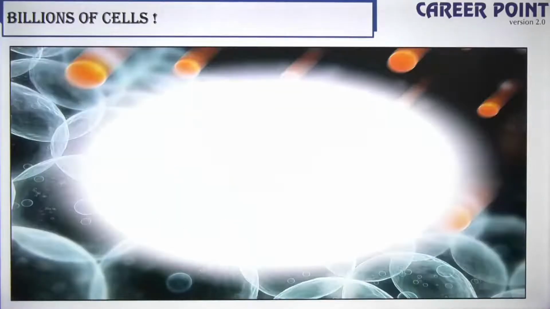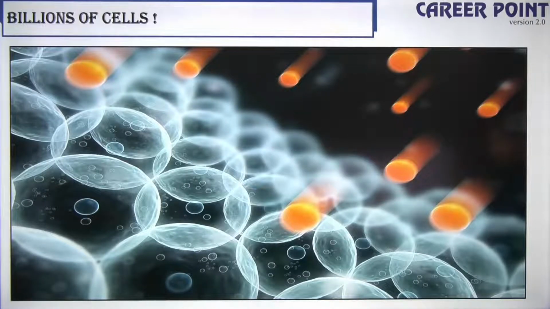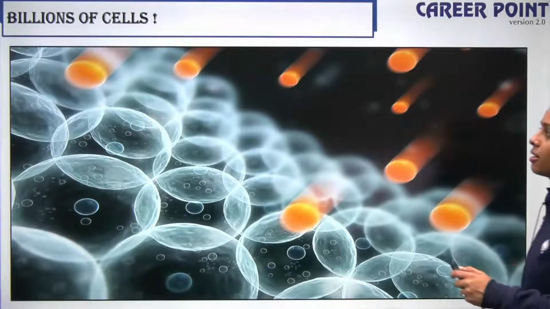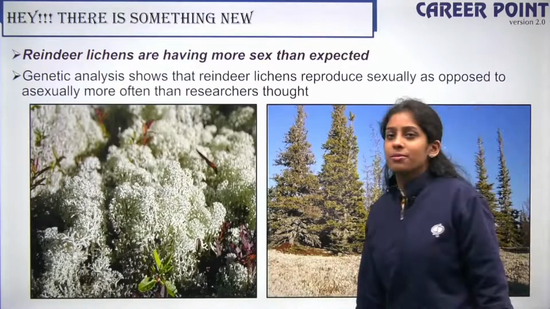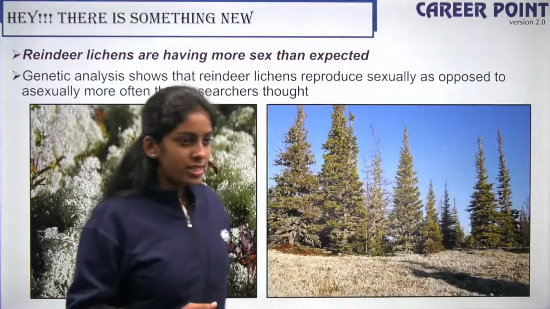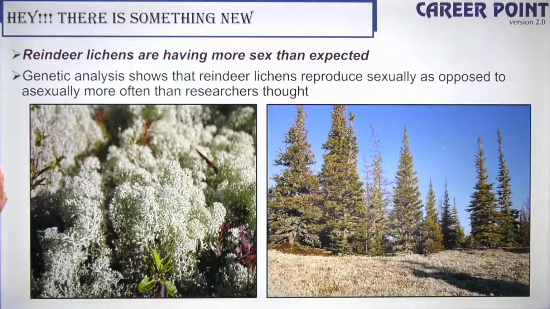Yes, of course, we have billions of cells, okay? So we have different types and each type is made up of a billion cells, right? So I want to tell you something new. It came in the news yesterday. There's something new that I want to share with you. When I was just scrolling my mail, I found it very interesting. It says your reindeer lichens are having more sex than expected.